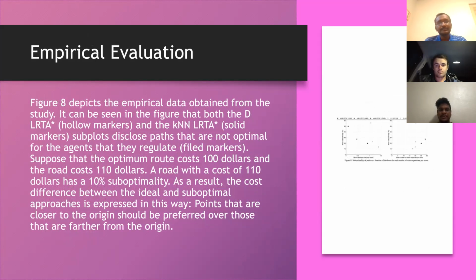In the empirical evaluation, coming to figure 8, which is on the right side, you can see the results of both DE LRTA star and KNN LRTA star. The subplots in this figure show the paths that aren't ideal for the agents they control, filled with markers. If the ideal path costs 100 and a path costs 110, it is 10% suboptimal. This is how the cost difference between the best and the worst path is shown. It is better to use the points that are closer to the start.